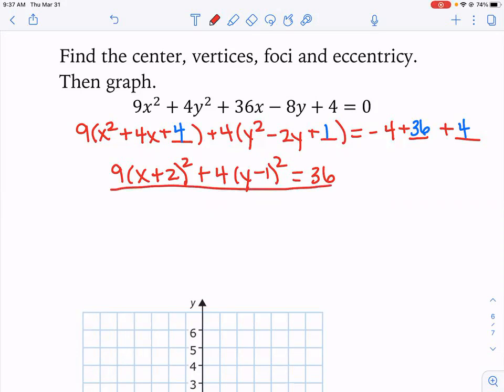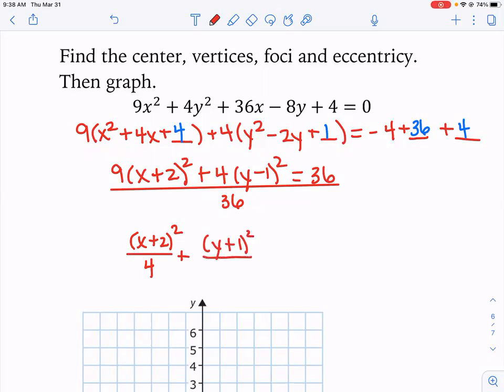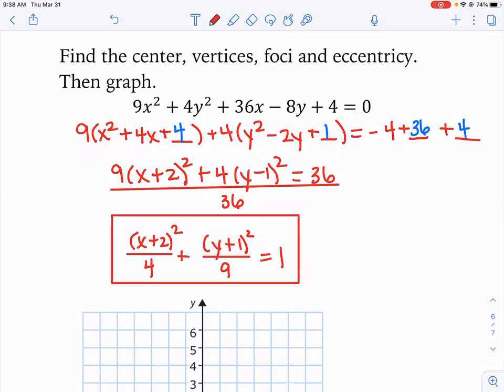Okay, now standard form. What do we need on the right side of our equation? Not 0. 1. So we're going to divide by 36, because 36 is what we have on the right. And we want fractions, right? So we get x plus 2 squared over 9 divided by 36 is going to leave us with 1 over 4, plus y minus 1 squared over 9 equals 1. Here's our standard form equation.